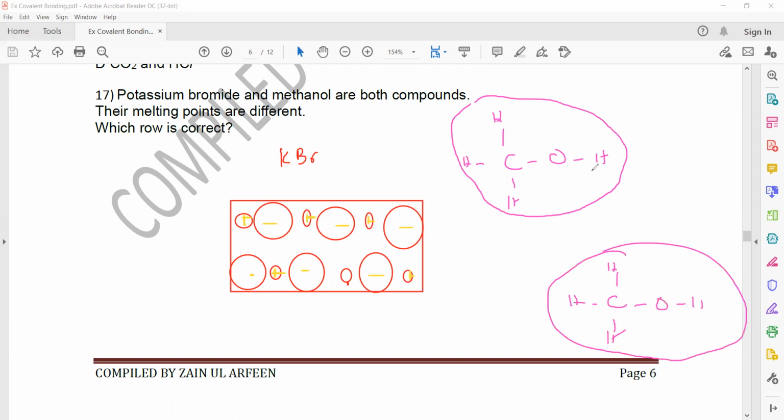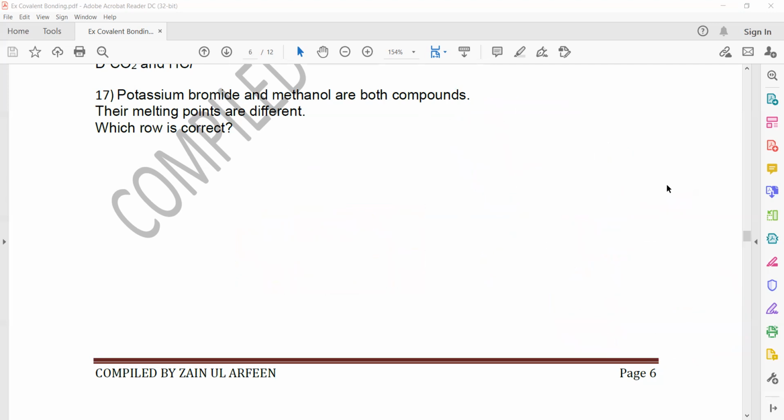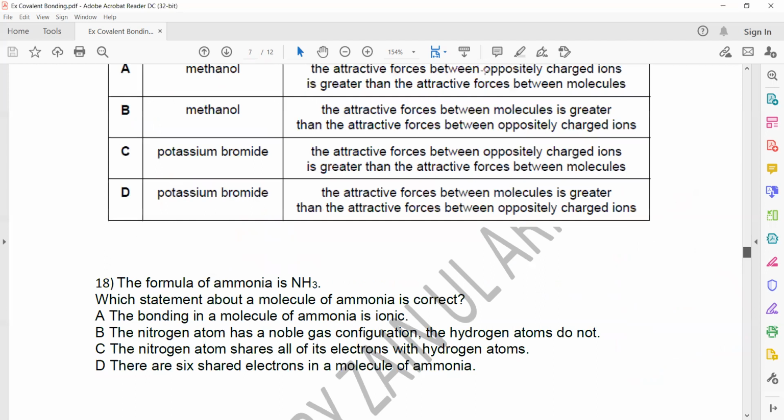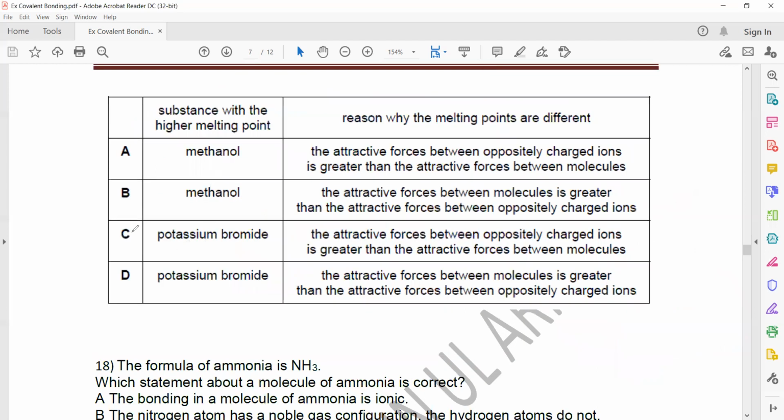Within the molecule, these bonds are known as covalent bonds. But between the molecules, there is an attraction, which is not known as a covalent bond. This is the weak attraction between the molecules, and that's why methanol will have a low boiling point or melting point, whereas potassium bromide will have a high melting point because it has a strong force between the ions as compared to the force between the molecules of methanol. So C is the right answer for this.